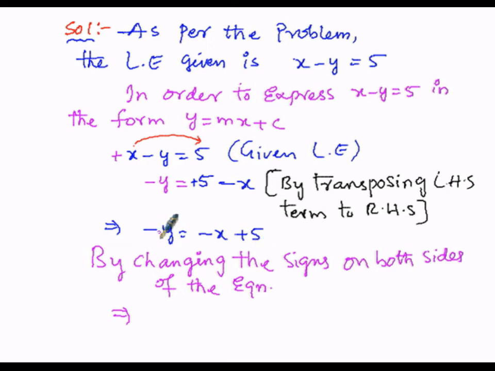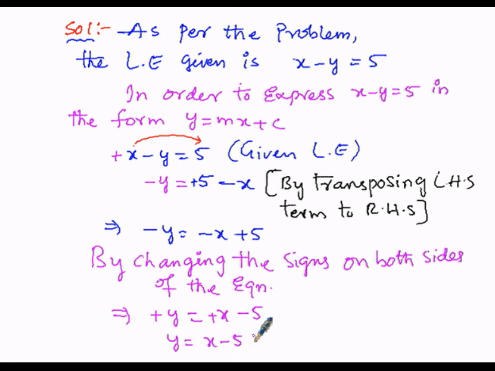So here minus y, since it is negative, I want to write it as positive y, that equals to negative x, so that is minus x as positive x, then now plus y plus 5 as minus 5. So in this manner I am going to get y is equals to 1x minus 5.